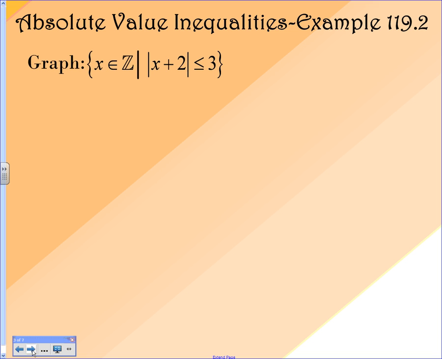So x is in the integers. X is a subset of the integers. X is an element of the integers. Yeah, you're going to put dots.